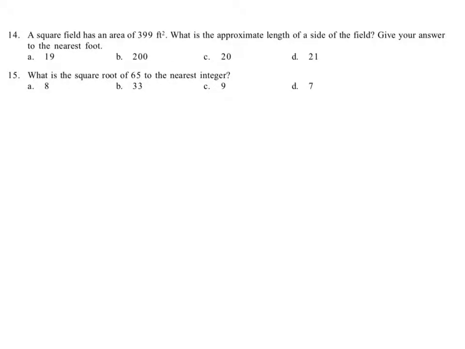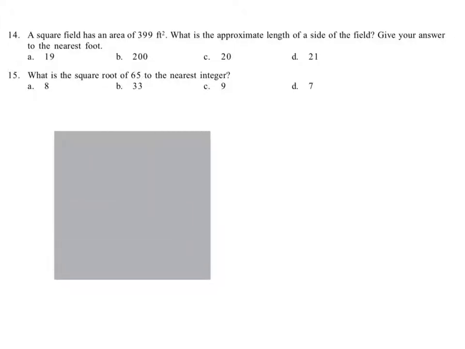Okay, so both of these problems involve estimating square roots, so I'm going to do them together as a single one. Now, a square field has an area of 399 square feet. Let's make a little sketch of this square field. Whatever this measurement is here, it's going to be the same there because it's a square. So whatever length that side has in feet is going to be the same length on the other side as well.